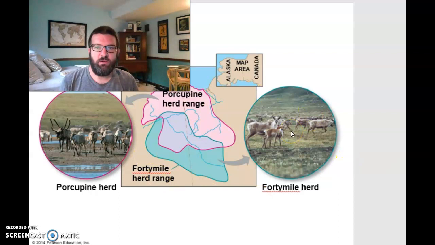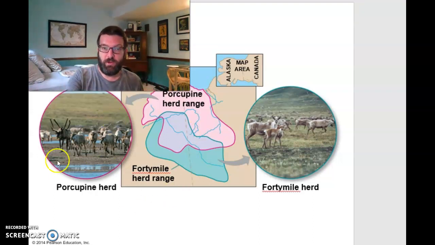populations or herds of caribou, right? Now, they overlap geographically with one another, but they're constantly on the move, and our 40-mile herd range here and our porcupine herd range over here, while they overlap, the herds don't tend to be there at the same time, and so they don't do a lot of interbreeding between herds. So porcupine herd we consider one population, 40-mile herd we consider another population.